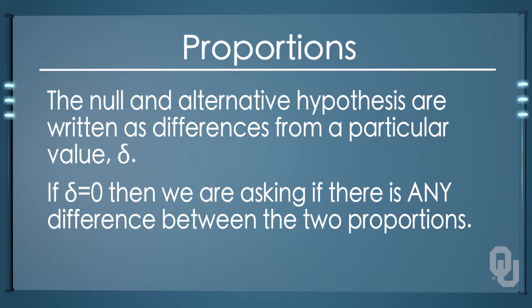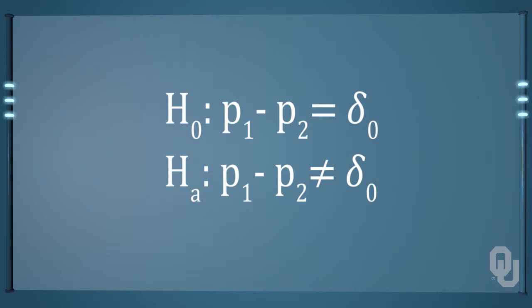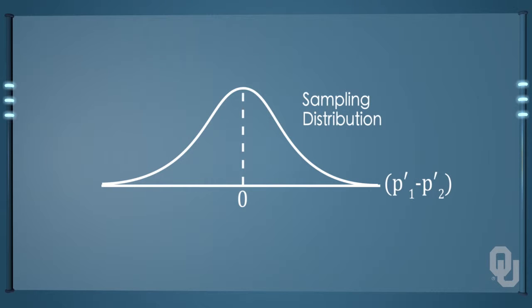The null and alternative hypotheses are written as H0: P1 minus P2 equals delta naught, versus the alternative, HA: P1 minus P2 does not equal delta naught. Like the case of differences in sample means, we construct a sampling distribution for differences in sample proportions, P1 prime minus P2 prime, where P1 prime is equal to X1 divided by N1, and P2 prime equals X2 divided by N2, where N1 and N2 are the sample sizes taken from the two groups respectively.